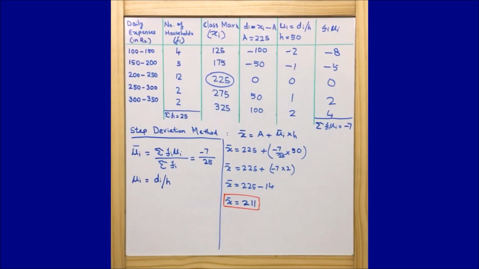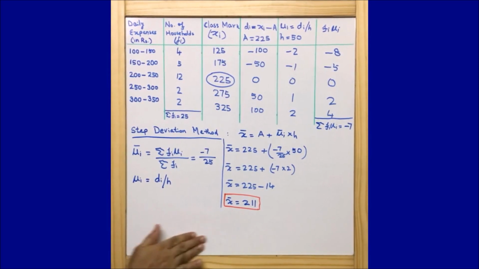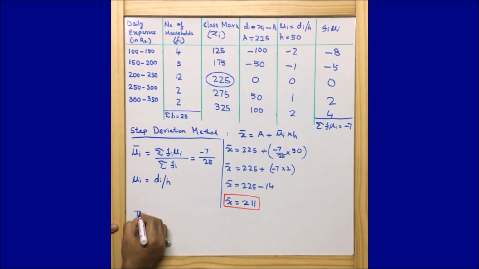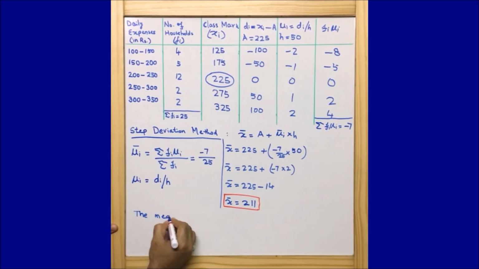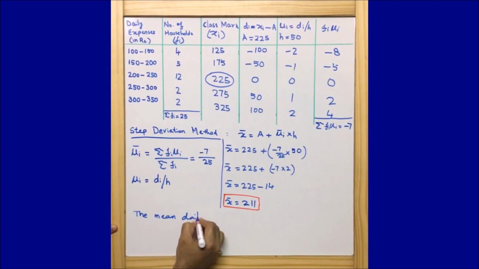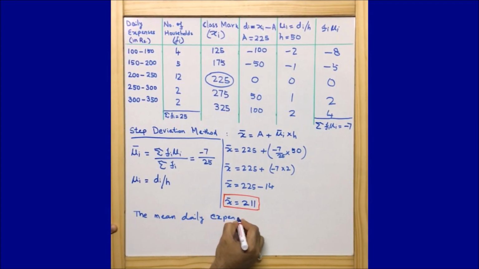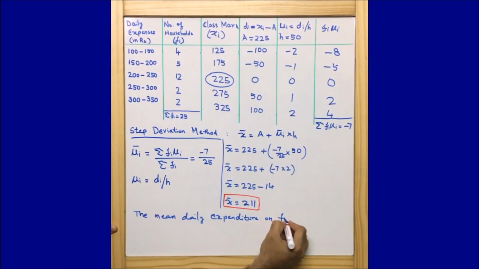And as the question asked us to find the mean daily expenditure on food by a suitable method, we can write that the mean daily expenditure on food is 211.